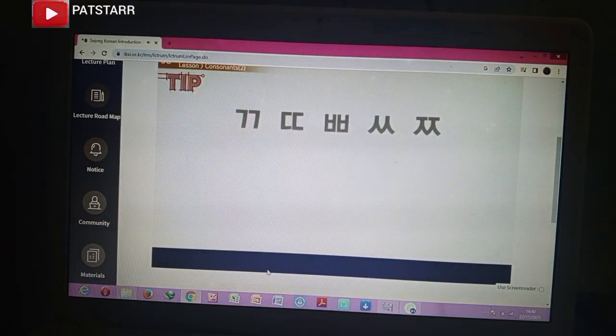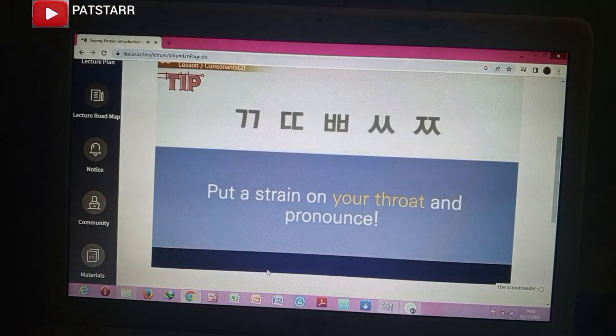We do not need to push more air out when pronouncing these consonants. They are also pronounced using a higher tone than other consonants. Try pronouncing them, making sure to put more emphasis on your vocal cords.